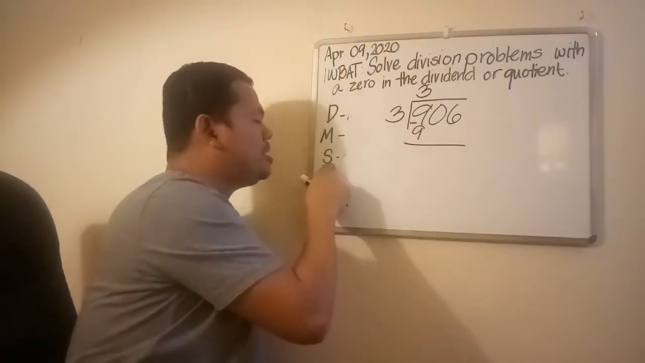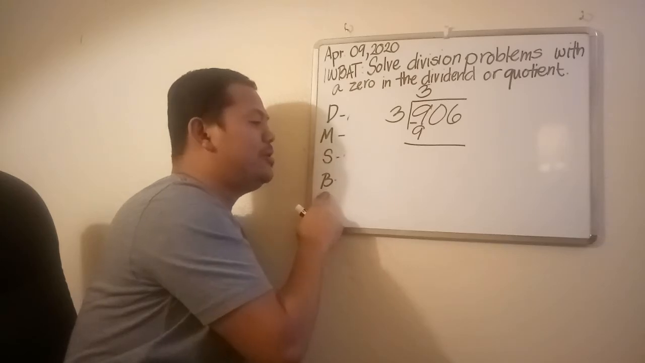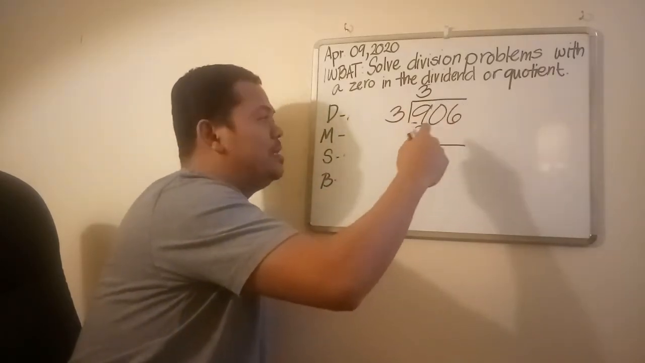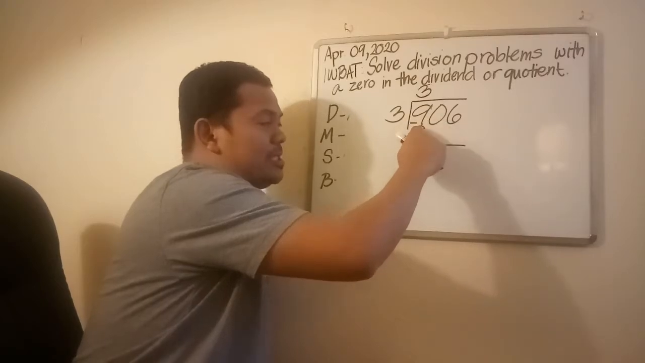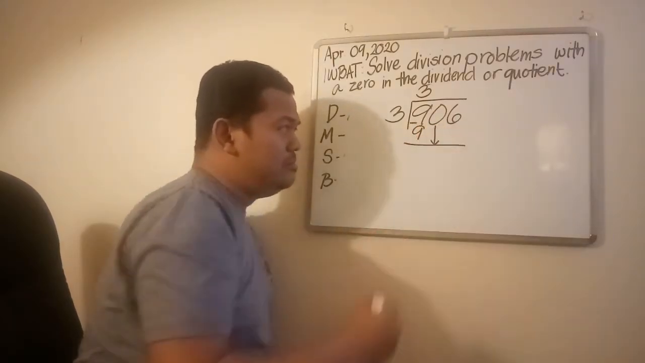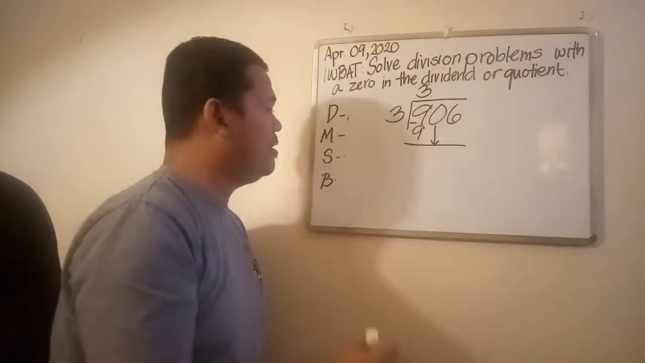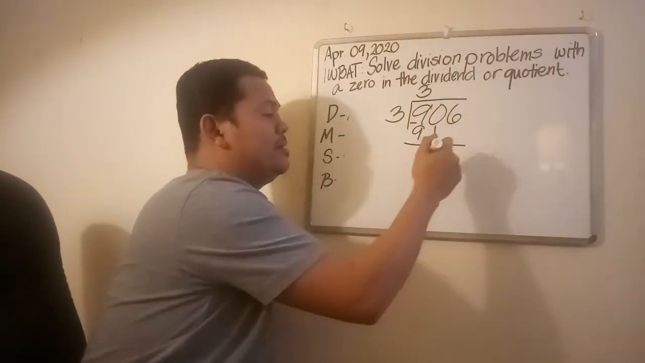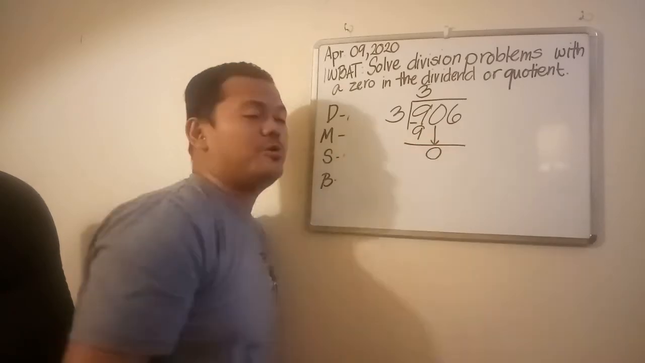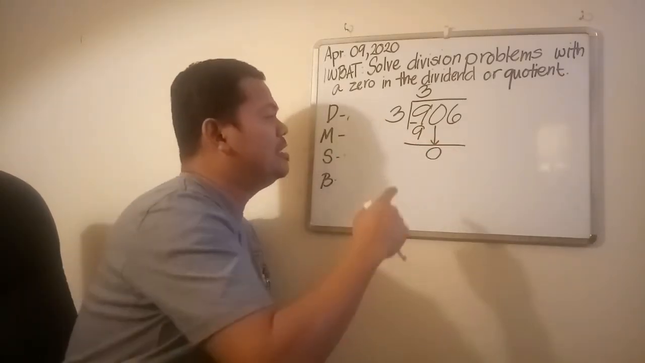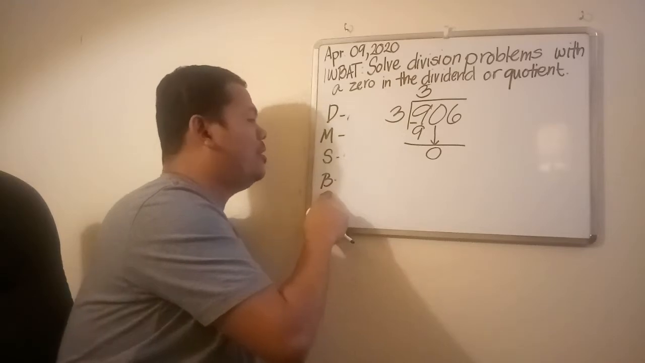But after we subtract, we are going to bring down the number next to the dividend that we used before. So we used 9. What number is next to 9? We got here 0. So what are we going to do with 0? We're going to bring down 0. So you need to write it because you bring it down. Okay? Now, after we bring down, what are we going to do next?